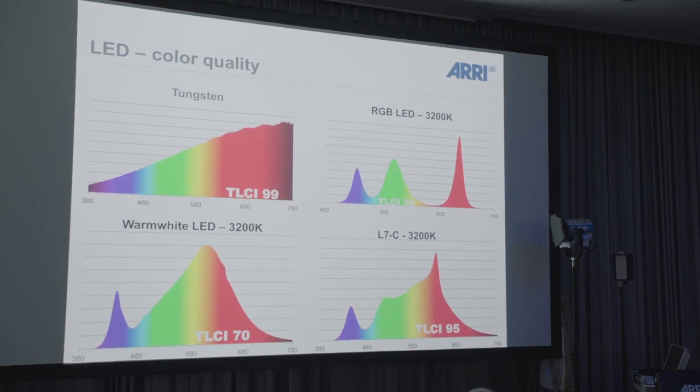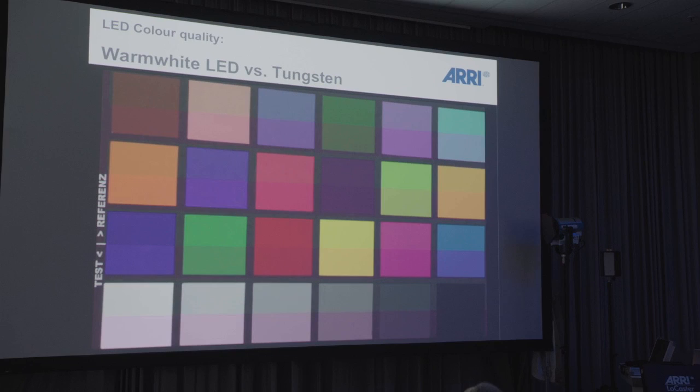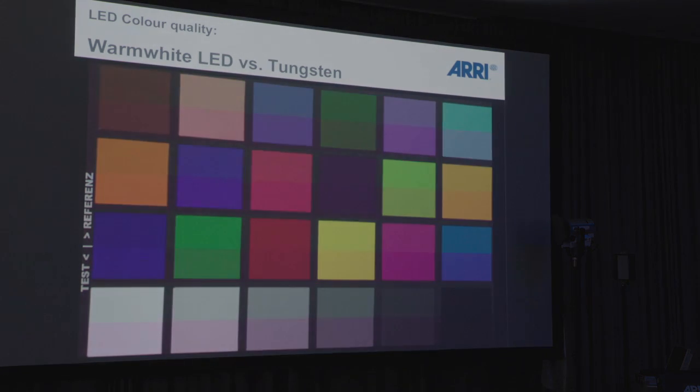So this is what we try, to get a spectrum that looks a little bit like what we know from tungsten. And if we have a look at the results, it's also a test I made some years ago, a color chart. And what we see here is, as a reference source, a tungsten. So always the upper parts are the tungsten source, and the lower part is a warm white LED unit, a single white LED unit. And as you see with this unit, this had extreme color problems.